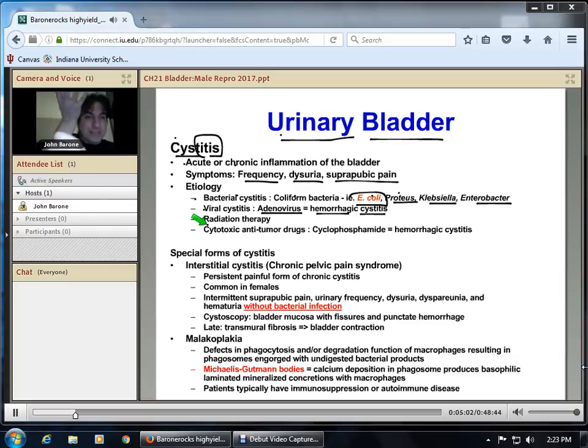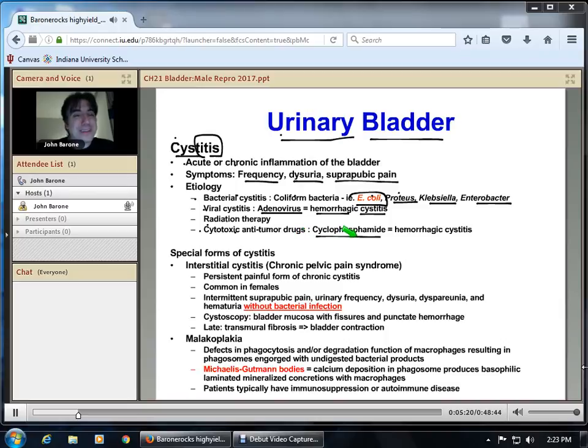Prostate. Remember, the bladder sits on the prostate. So if you have prostate cancer that's unresectable, I will radiate the prostate, and I'm going to hit a little bit of bladder. So you get a little radiation cystitis there as well. Now, one more thing can cause cystitis, and those are drugs, especially cytotoxic and anti-tumor drugs.